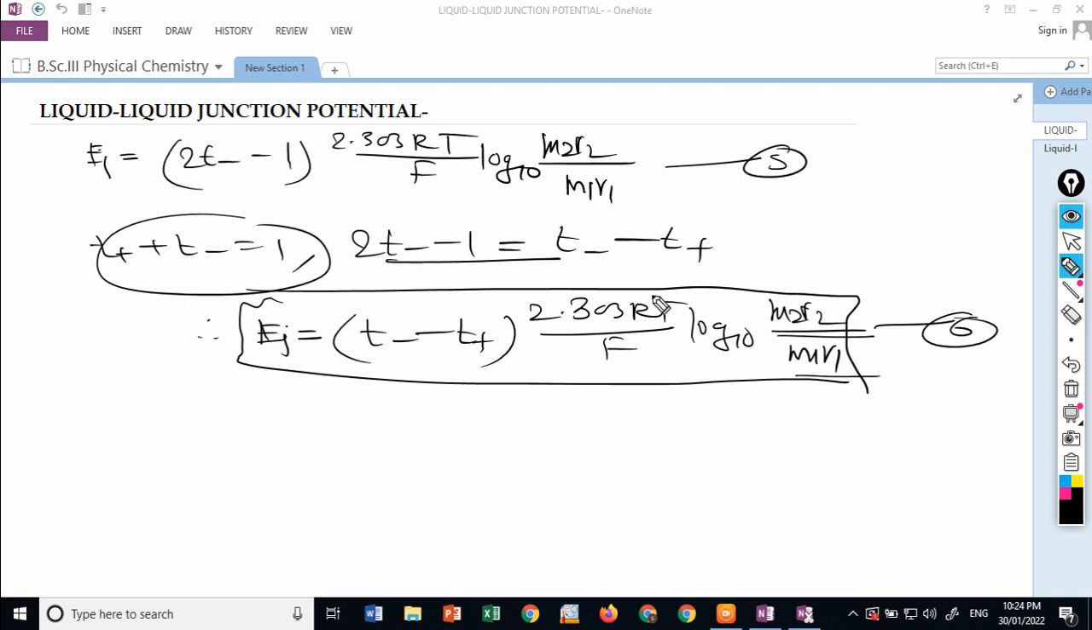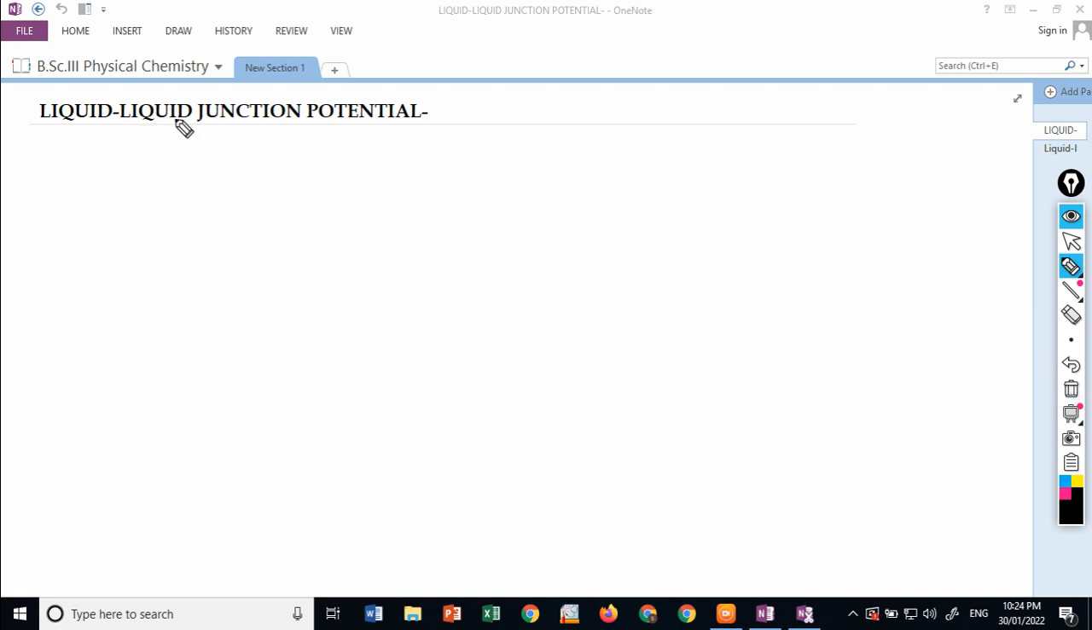So this is the determination of liquid junction potential, the first method. The next method is method B.